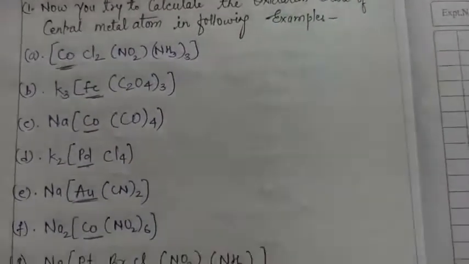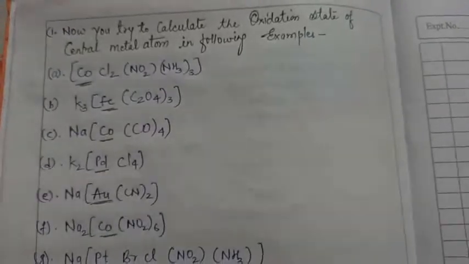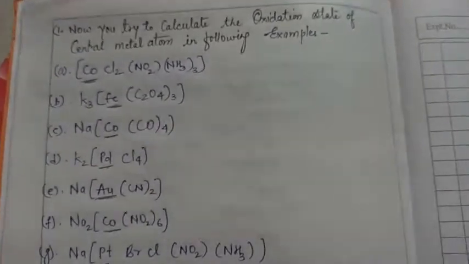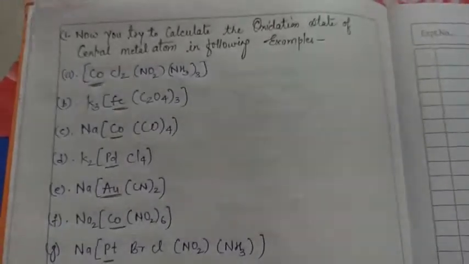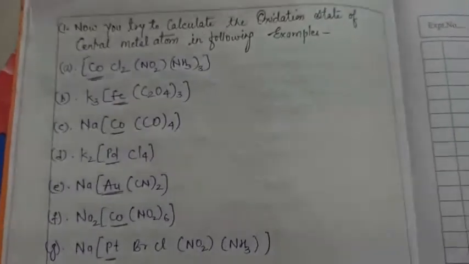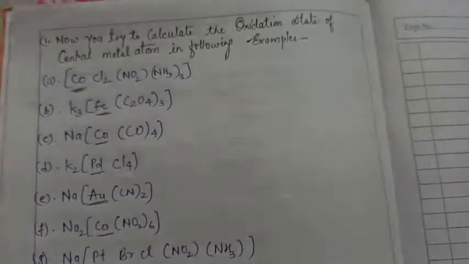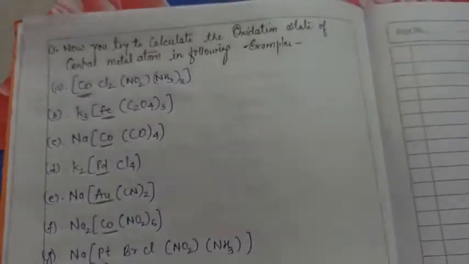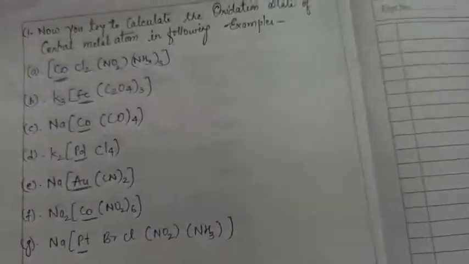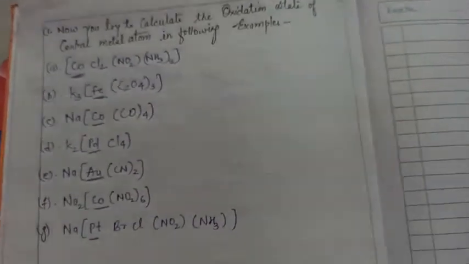And before you try and do these, you should learn the list of the names of the ligands and their charges. Because charges are very much necessary, as you have seen in this calculation. Without knowing the charge, calculation of oxidation state will not be possible. So watch the previous video on the topic of ligands, and then you will get the entire list of the names of the ligands and the charges, which you should memorize properly and then start solving.